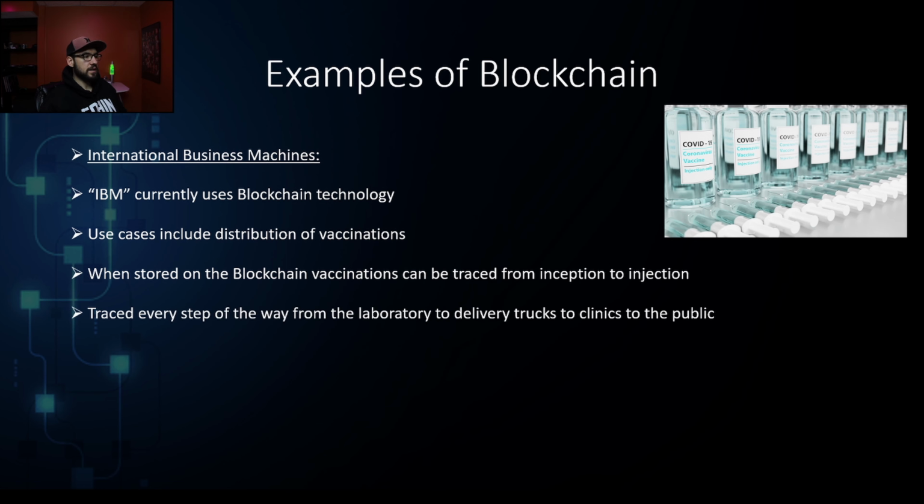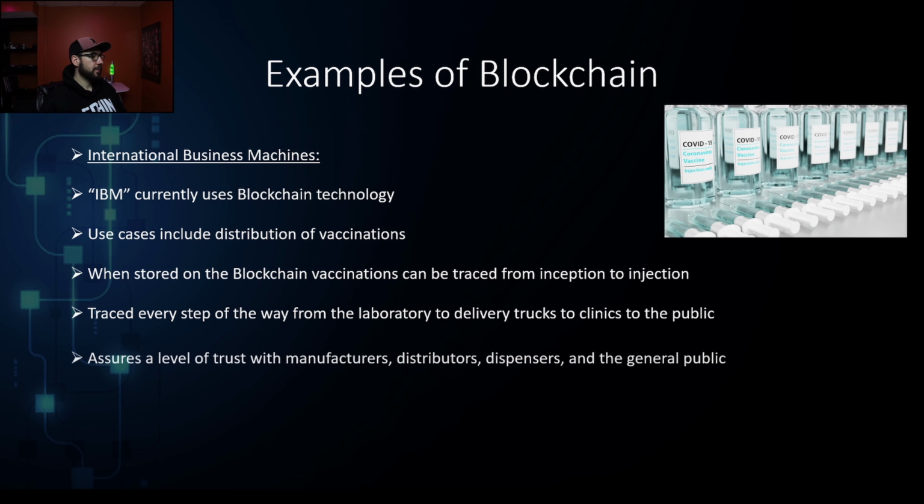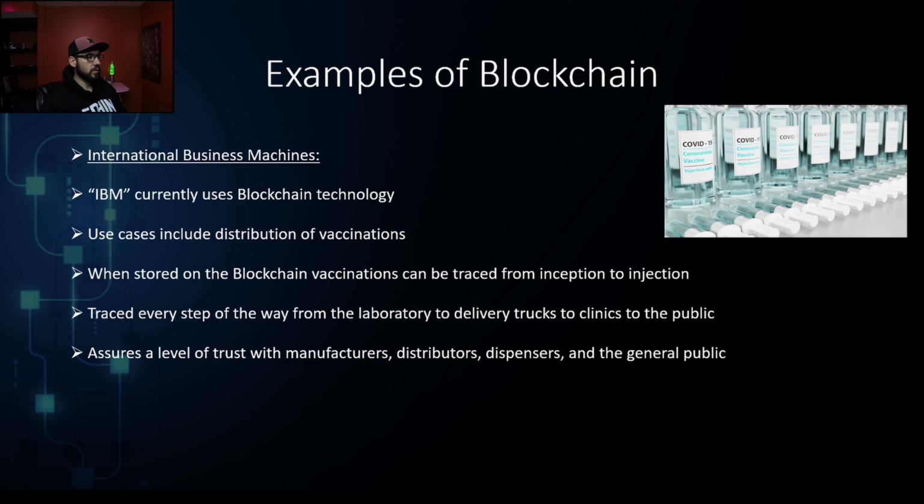This means it can be traced every step of the way, from the laboratory to the trucks that deliver them to the clinics, and then from the clinics to the general public or the customer that's receiving the vaccine. So this assures a level of trust with manufacturers, distributors, dispensers, and the general public. It also ensures quantity, quality, and authenticity. That meaning the quantity of vaccines that were created and shipped to specific places can be tracked.